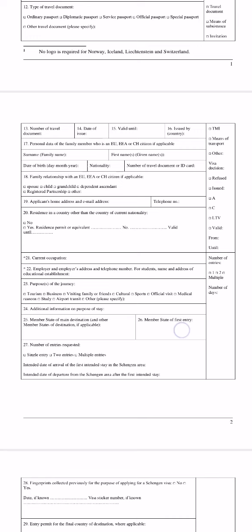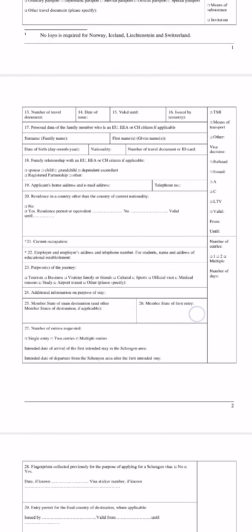Then question 23 says the purpose of your journey. This simply means why you want to visit their country, right? So you have to put the purpose, whether it's for business, tourism, a visit, or a seminar. You have to specify it. Then there are many boxes here in point number 3, the purpose. They will ask you about tourism, business, visiting family or friends, then cultural, sports, official visits, medical reason, then study, then airport transit or other.